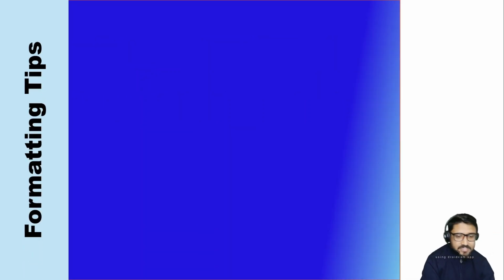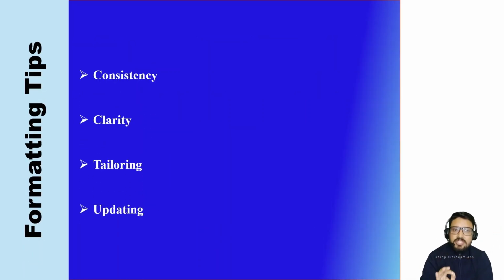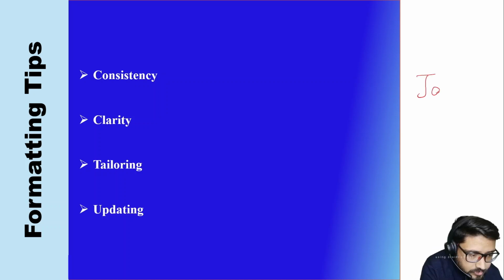At last, let's see formatting tips. Consistency. Formatting for headings, fonts, and citation style, everything should be the same. If you write a heading of font size 20, then the others should also be 20. Another thing is clarity. Keep the language clear and concise. Avoid jargon unless necessary. What is jargon? That's the thing you need to avoid. Jargon.